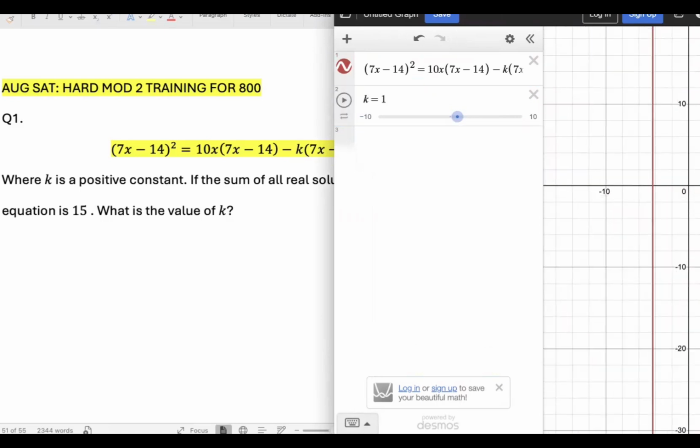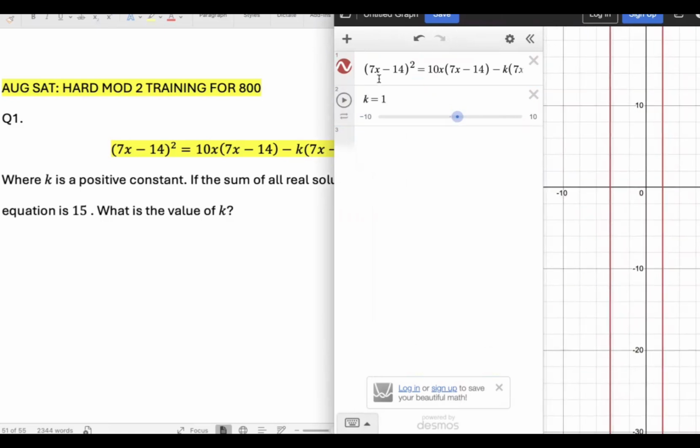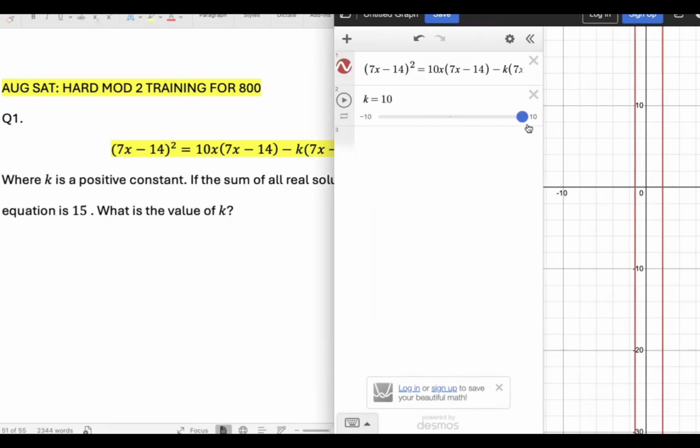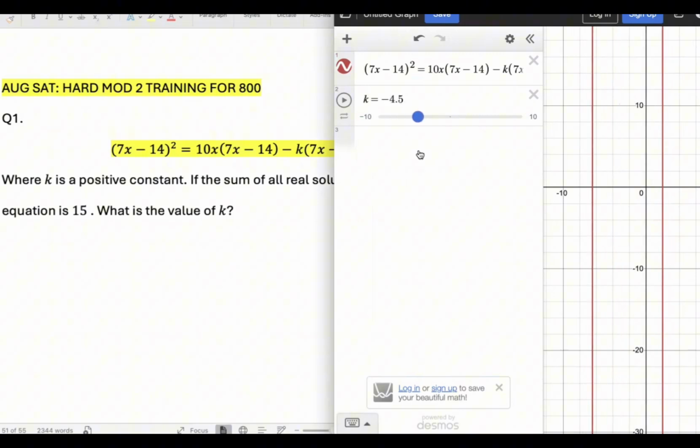But if you look at the graph carefully, 7x minus 14 is common to all. Therefore, one of the solutions has to be 2. And this is here, 2. It does not move, right? If I move this, the 2 is stable because the whole function is dependent on that. That means I need to change the left one to give me an answer of 15 with the 2, right? So 2 plus what will give you 15? 13. I've got to move this to 13.